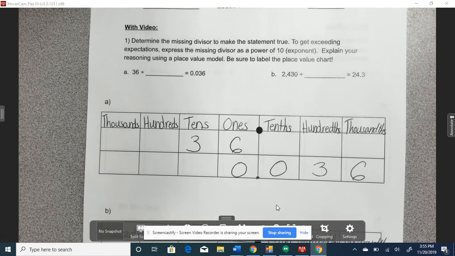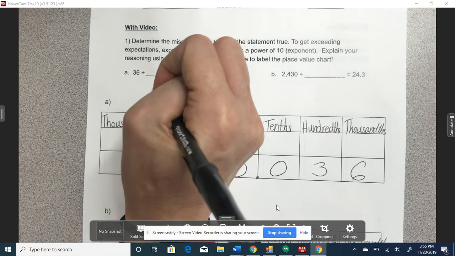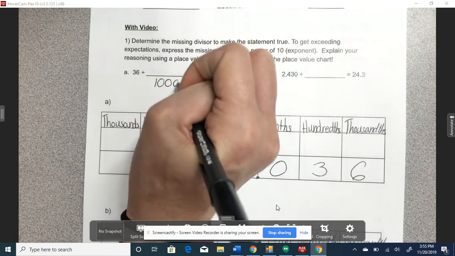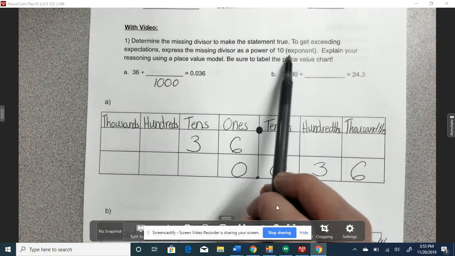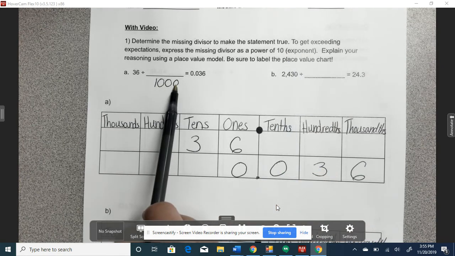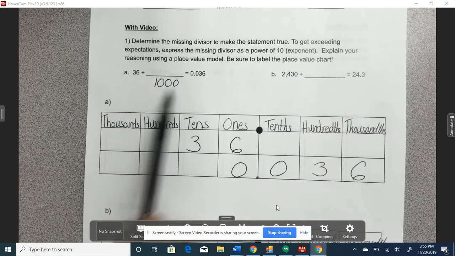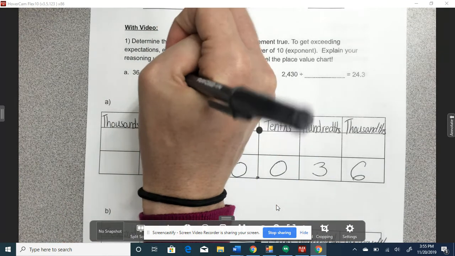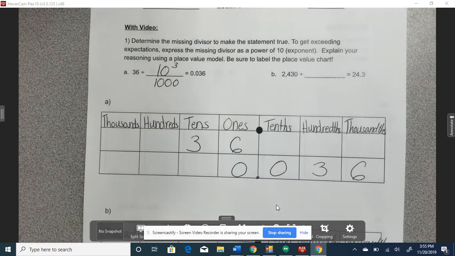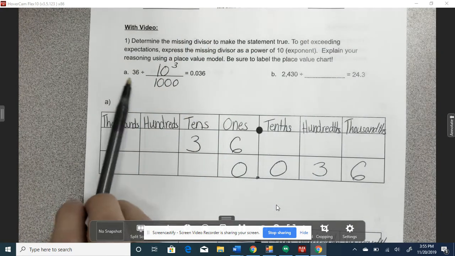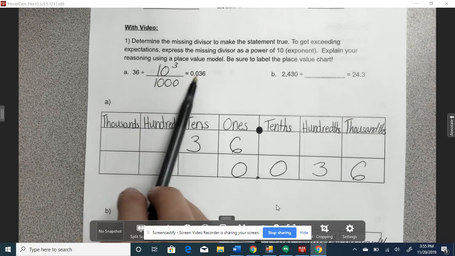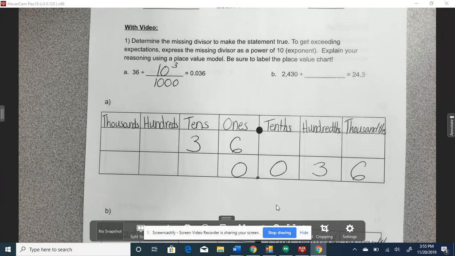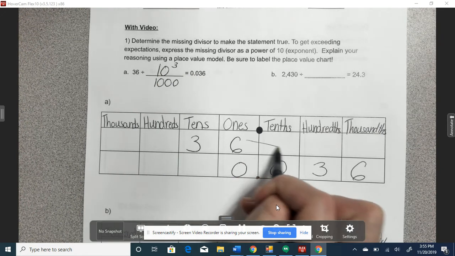So I know that we're dividing by 1,000. I'm going to write that below. You don't have to, but this is going to help us write an exponent. In order to get exceeding expectations, we need to write this number as an exponent. I know that 1,000 can be expressed as 10 to the power of 3. So my answer would be 36 divided by 10 to the power of 3 equals 36 thousandths. If we want to show the arrows, we can do that here.